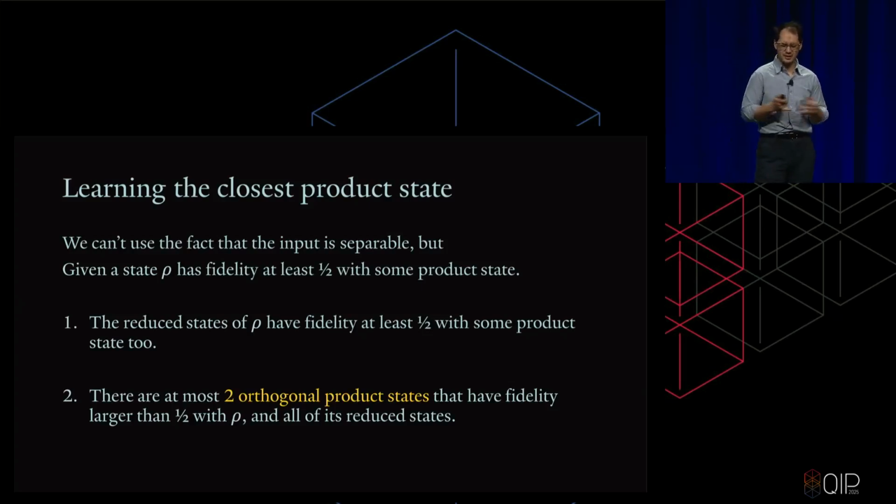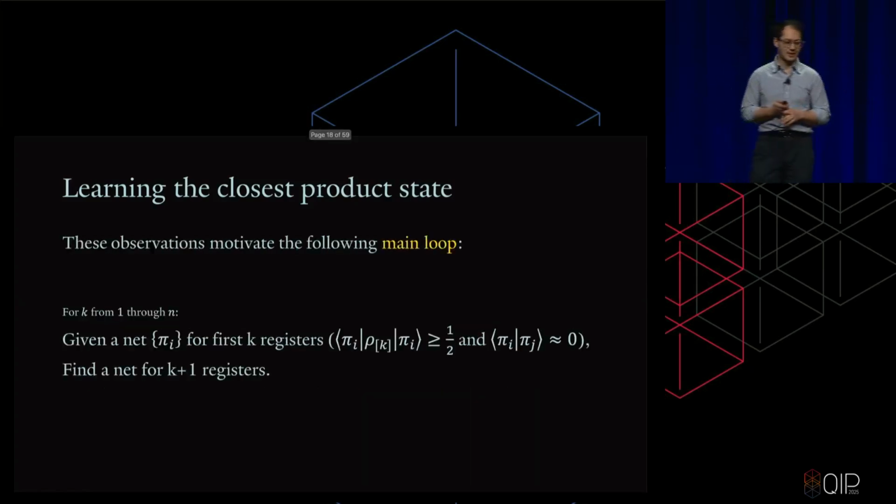These two together motivate a subroutine, right? If I was able to learn a list of product states that have good fidelity with the first k qubits, I know that the good product states on k plus 1 qubits are going to look like good product states on k qubits with some additional state on the k plus first register. And both those sets, the product states on k qubits and the product states on k plus 1 qubits, are pretty small. So maybe I should be able to take the product states on k qubits and turn them into product states for k plus 1 qubits.